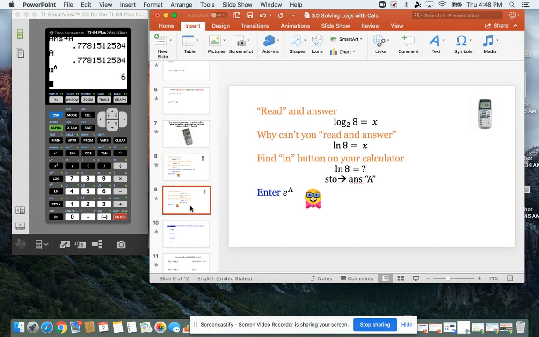So what if you have this? This is, what is the exponent that turns 2 into 8? The exponent that turns 2 into 8 is 3.